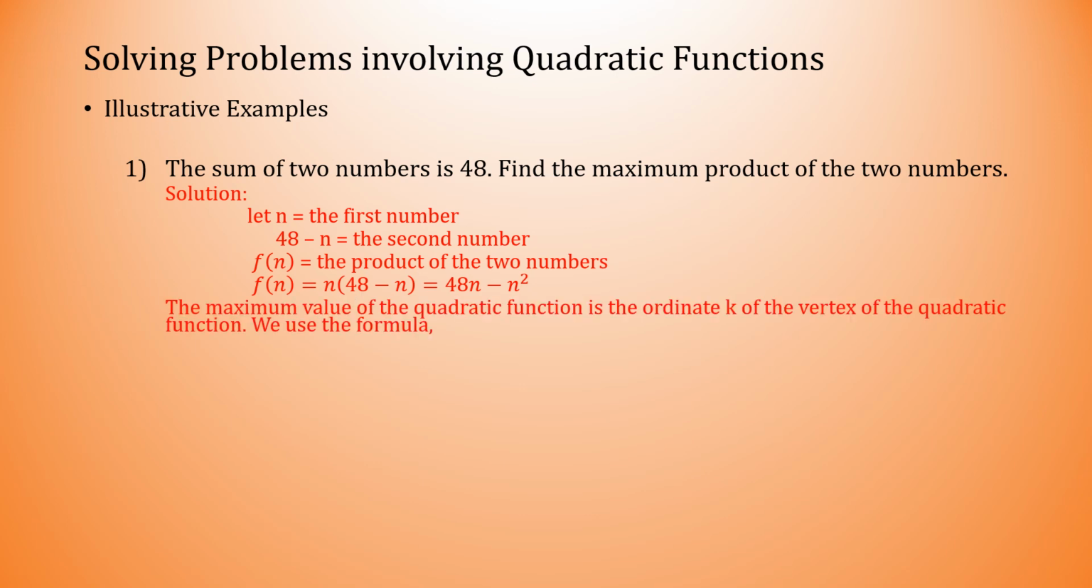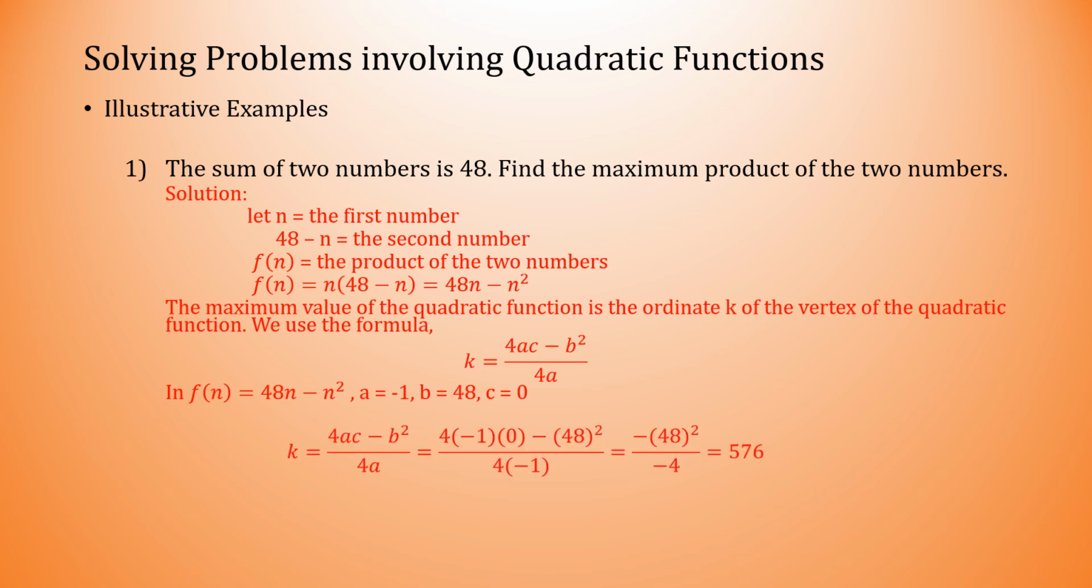The maximum value of the quadratic function is the ordinate k of the vertex of the quadratic function. To find k, we are going to use the formula for k, which is k is equal to (4ac minus b squared) over 4a. So in f of n is equal to 48n minus n squared, we have the value of a is equal to negative 1, b is equal to 48, and c is equal to 0.